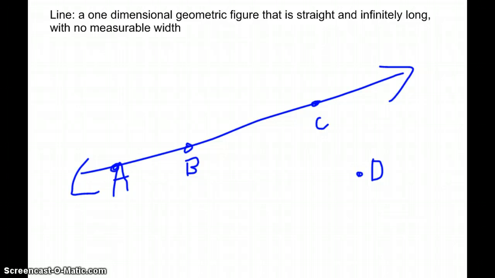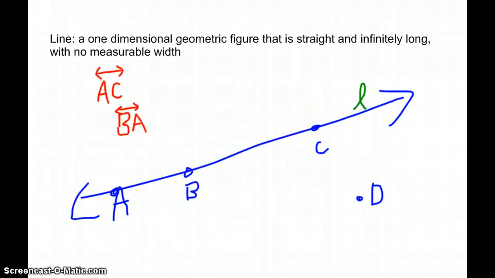Point D would not be on the line. The arrows on the end show that the line continues forever in both directions. To name a line, we can use any two points that are on the line, and we write the line symbol above the points, like this. We could call this line AC or BA. On your notes, write at least two more names for this line.